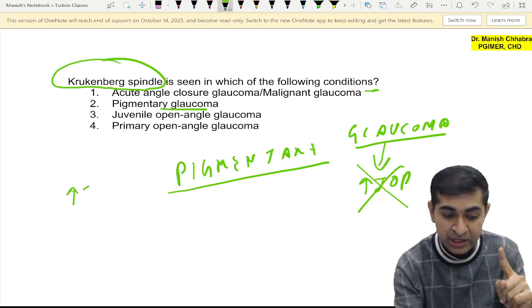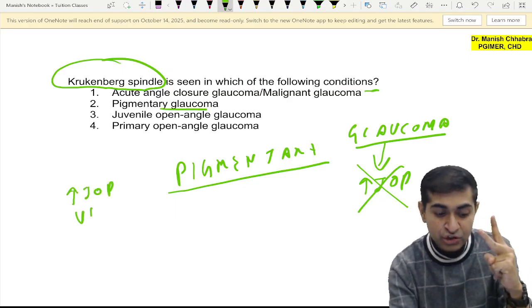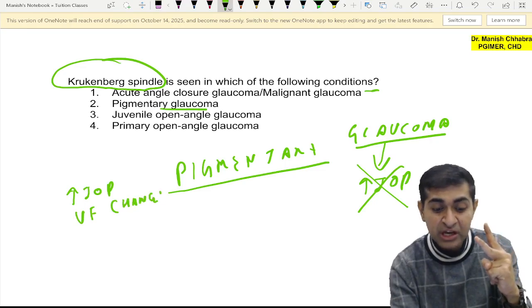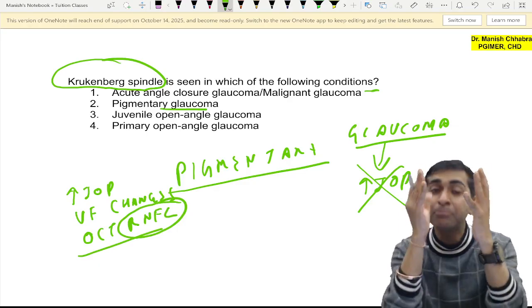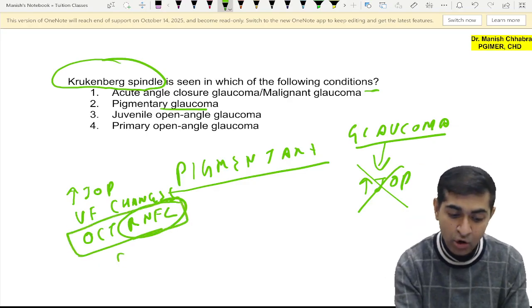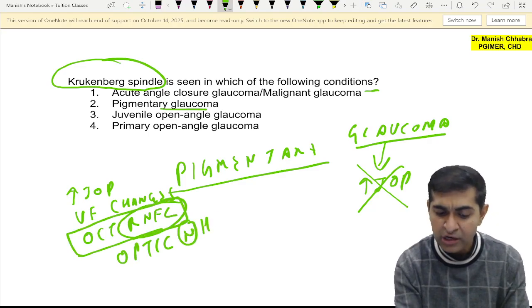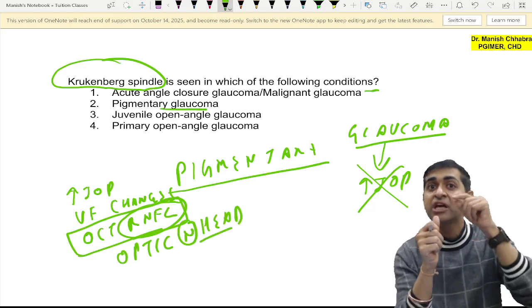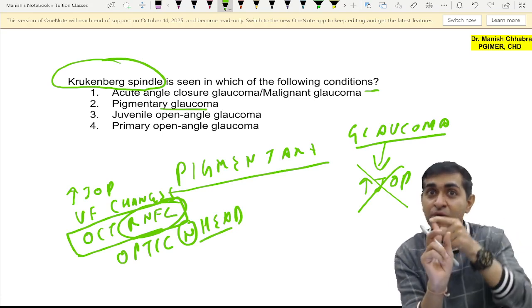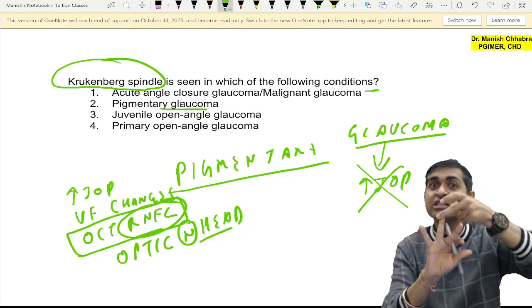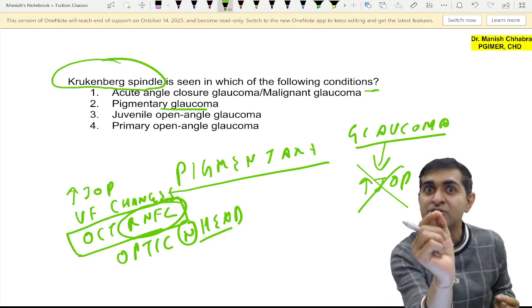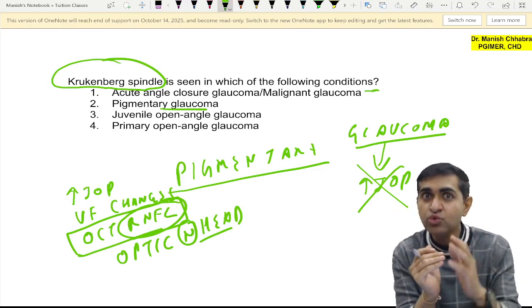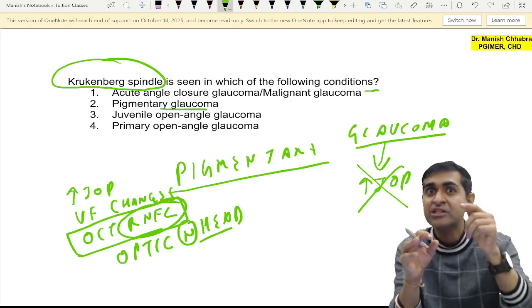One is your raised IOP. Second, there should be visual field changes. Third is OCT RNFL changes, or you can say retinal nerve fiber changes, or optic nerve head changes. In a better way, I can say optic nerve head changes. You know na, what are those optic nerve head changes? There is increased CD ratio, there is bayoneting sign, there is nasalization, there is laminar dot sign, there may be presence of peripapillary hemorrhages, more specifically in normotensive glaucoma. So any 2 out of 3 should be present if you would say that this is a case of glaucoma.